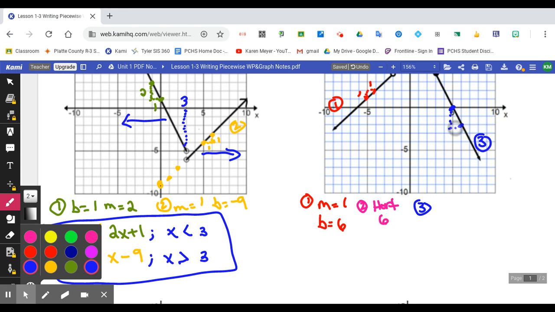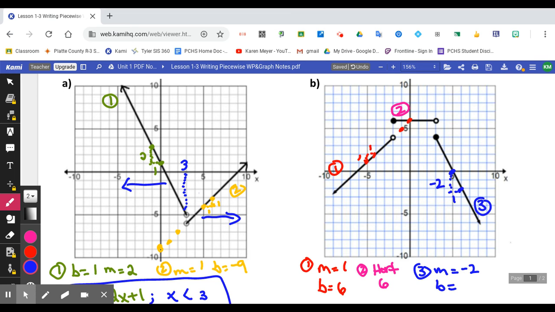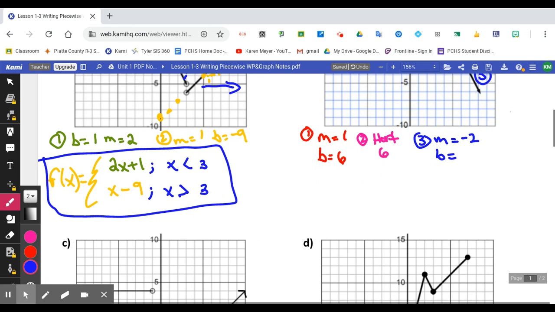And draw my little triangle between them. And I'm going down 2, which makes it negative, to the right 1, which is positive. And negative 2 over 1 is negative 2. Now, to figure out the y-intercept, I'm going to have to continue my slope backwards. So I'm going to go up 2, left 1, up 2, left 1, and one more time. And when you do that, you'll notice that the y-intercept is at 10.